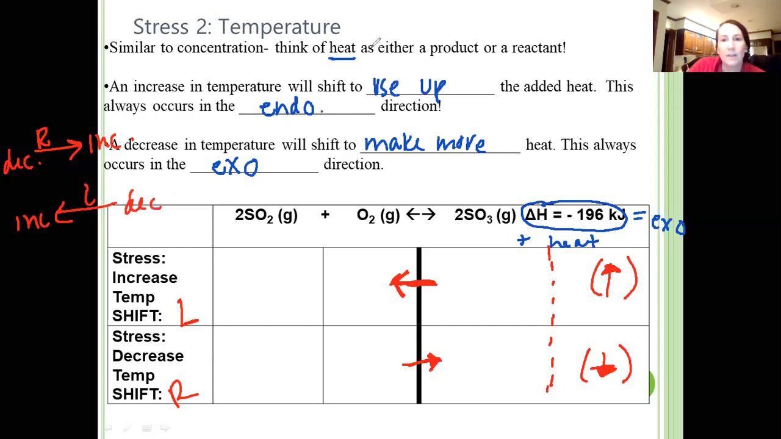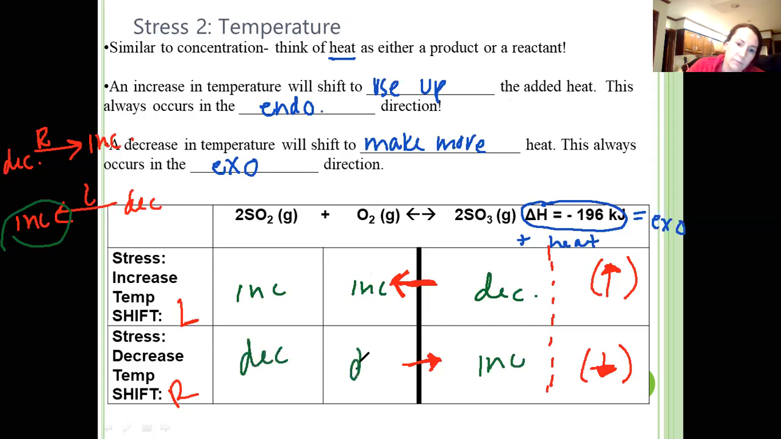So I'm just going to add that into these boxes. So I'm shifting left. So I look here. Oh, everything on the left goes up. So everything I'm pointing at goes up. Increase, increase, decrease. I'm shifting right, so this has to increase while these have to go down.